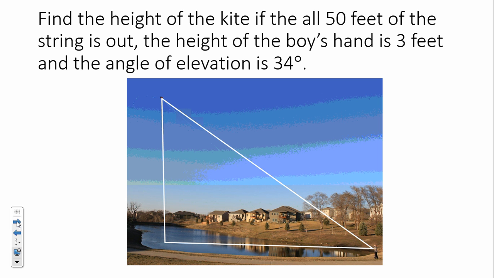All right, so what's happening here? Very hard to see. There's a kid down here holding a string, and that string is coming up here to a kite. Okay, so there's a kite way up there. So a kite and a kid. Find the height of the kite if all 50 feet of the string is out and the boy's hand is 3 feet up from the ground and the angle of elevation is 34 degrees.